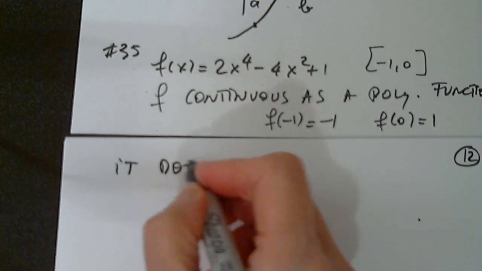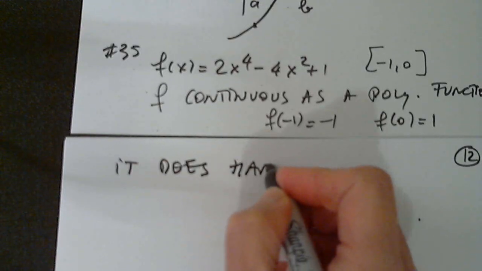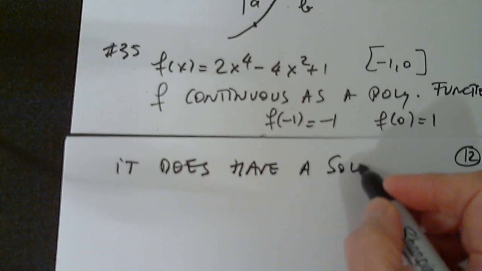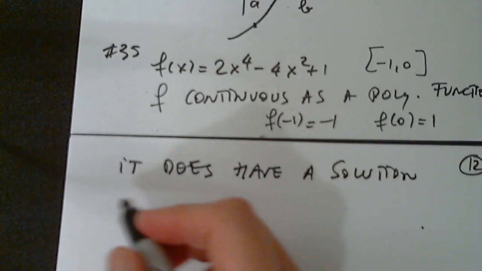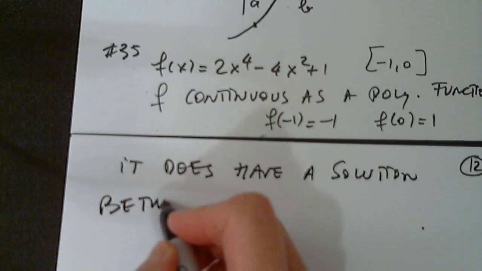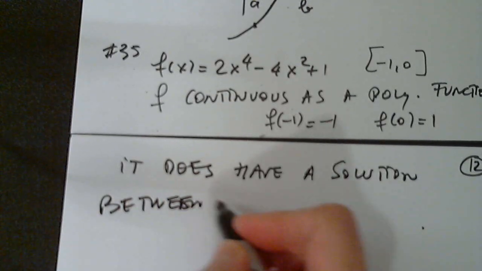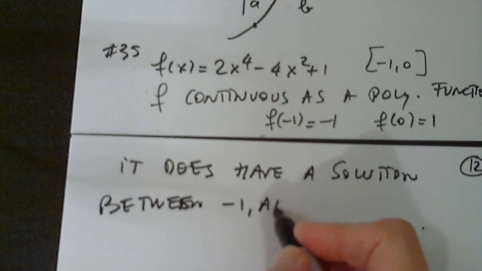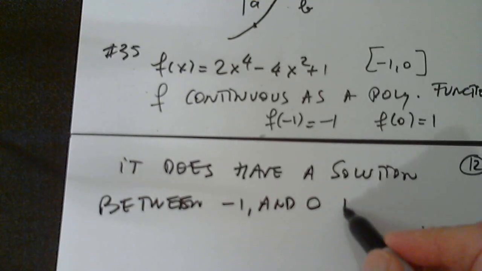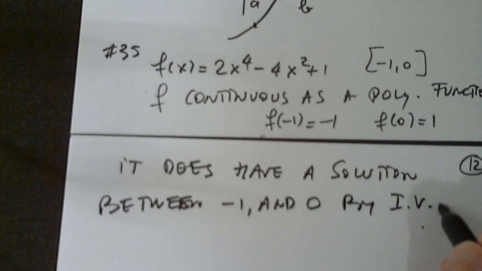It does have a solution between -1 and 0 by IVT, intermediate value theorem. That's it.